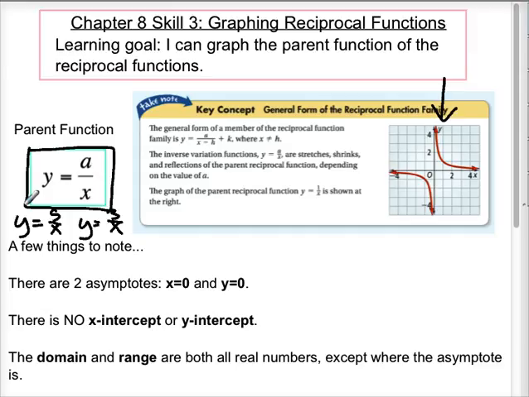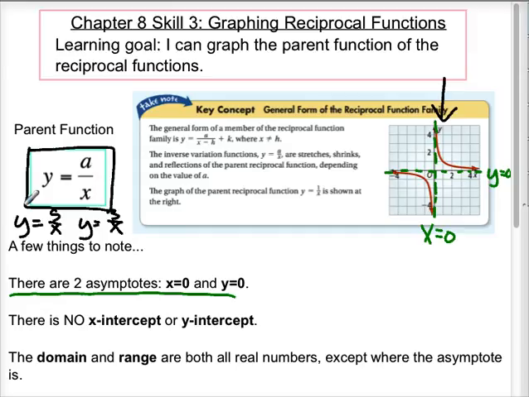But there's a couple things I want you to note. The first thing I want you to note is there's two asymptotes, a horizontal and a vertical asymptote, okay? At x equals 0 and at y equals 0 are our two asymptotes. There's no x-intercept or y-intercept because notice on where those asymptotes are, that tells us that it can't touch those axes, all right? So there's no x or y-intercept.